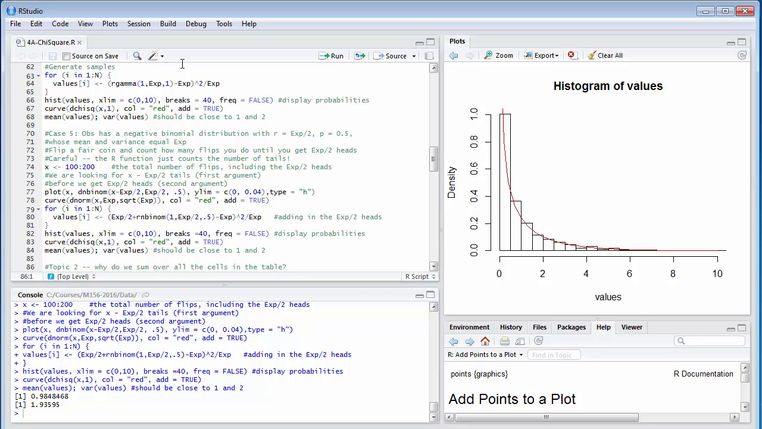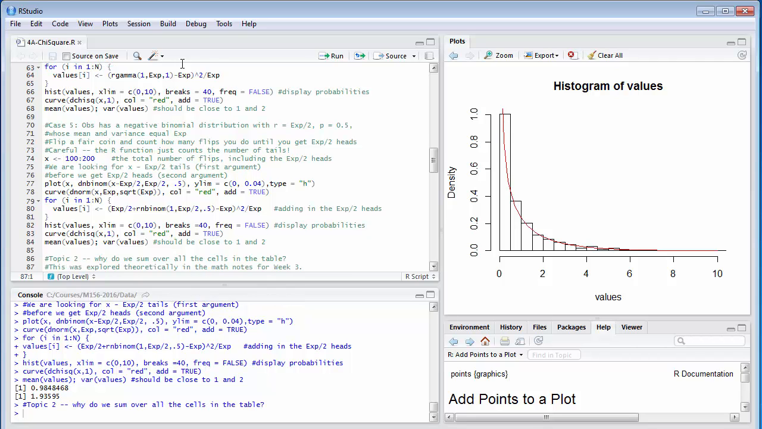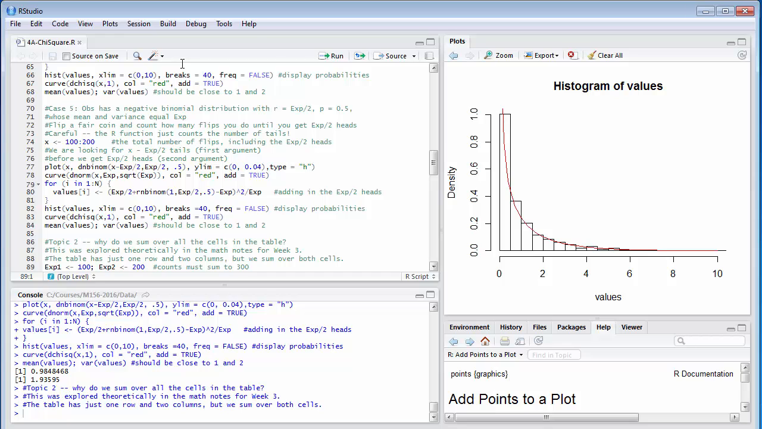Now a topic that really puzzled me, and I explored this in the math notes in the previous week. Why do we sum over all the cells in the table? And the answer is because that gives us something with the right mean and variance. In simple cases, we're actually summing up things that are proportional, but it's the sum that matches the chi-squared distribution perfectly.